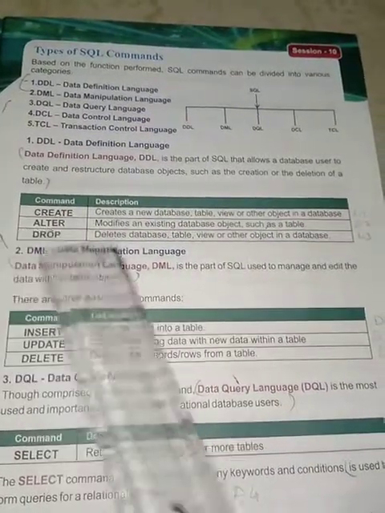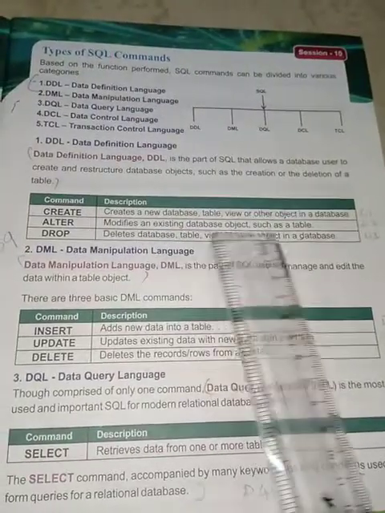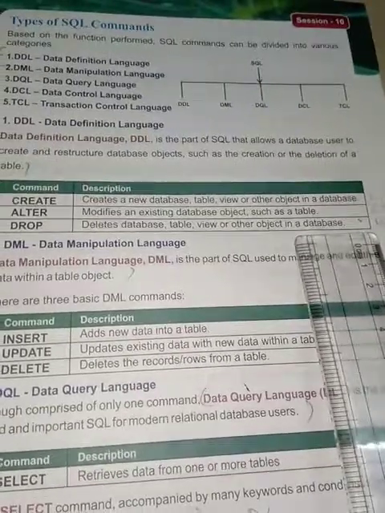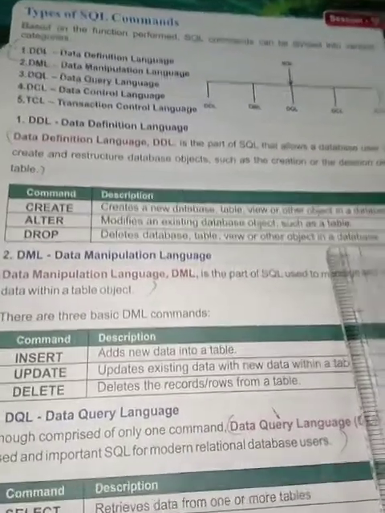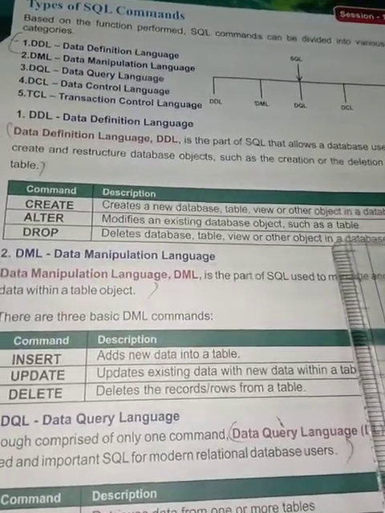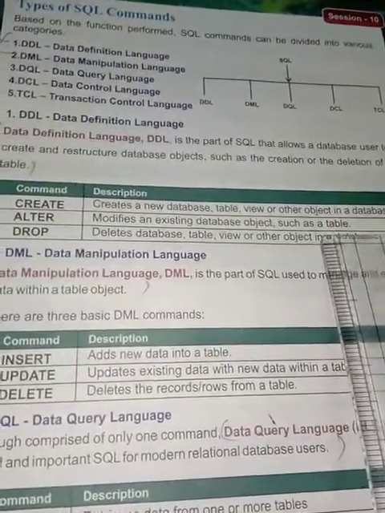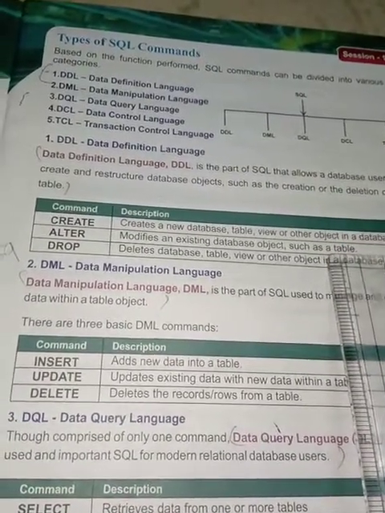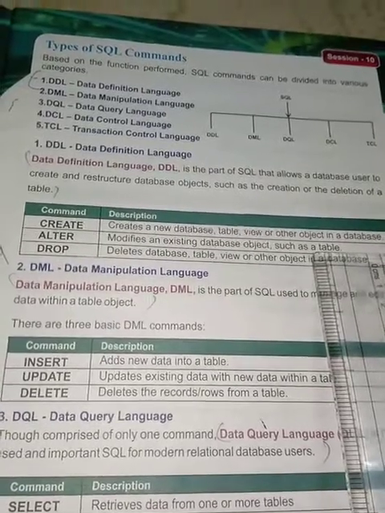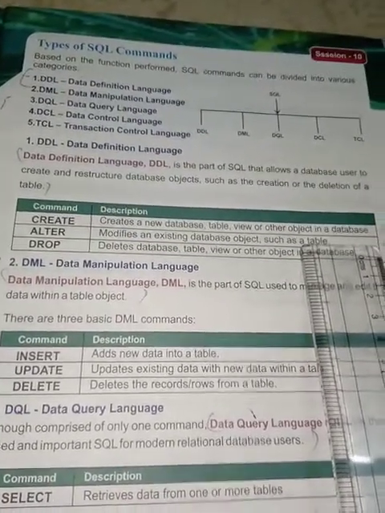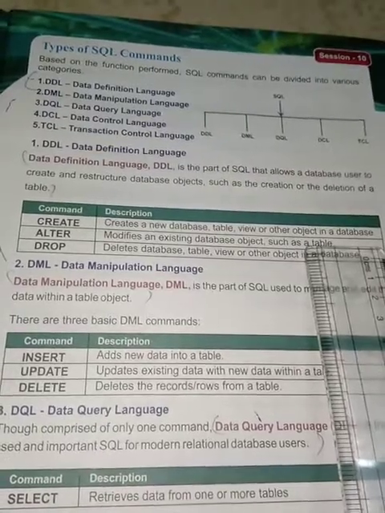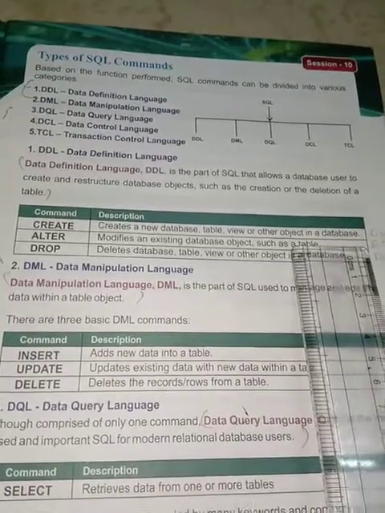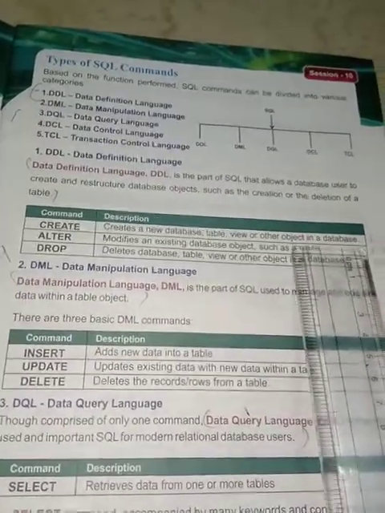Next, alter modifies an existing database object such as a table. So when you need to modify your database, like if you want to add new details to an existing database, where a database already exists. For example, in your school the 10th standard database is already stored in your school database, but a new student joins your school. When you want to add that new student's details into your school database, that time you have to use the alter command.